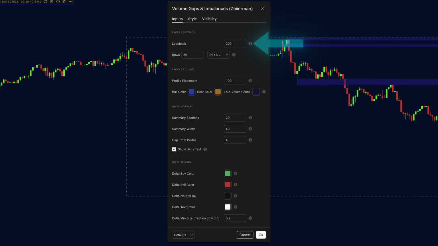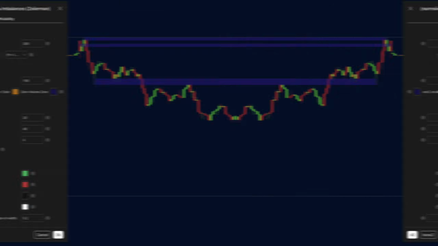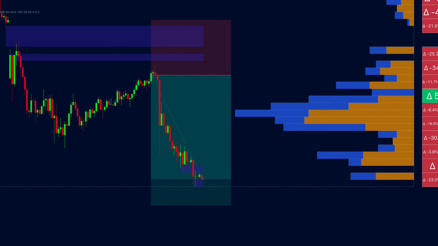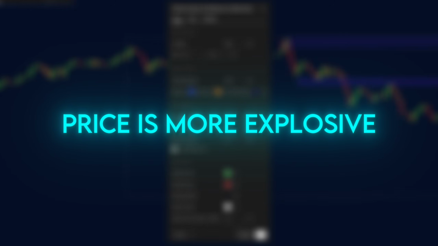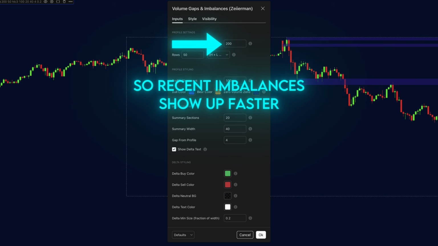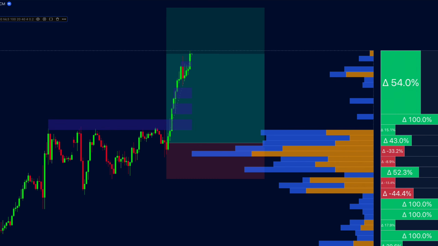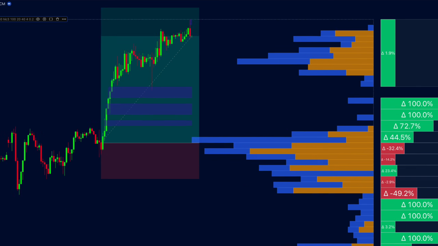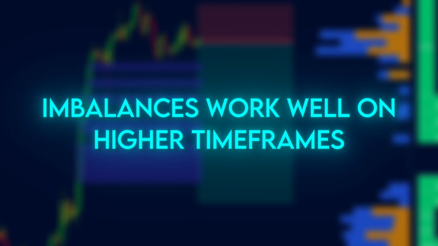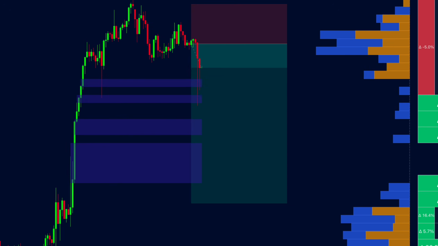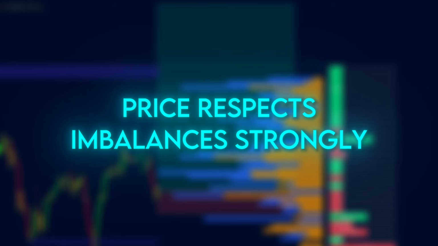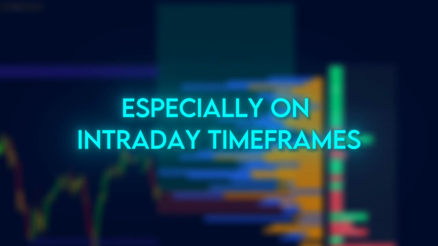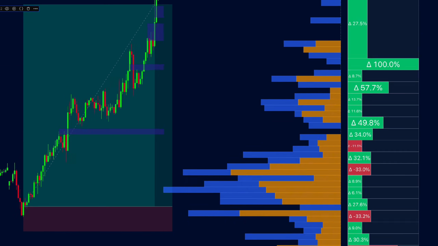Now let's talk about market-specific tuning. For Forex, use a moderate look back and keep the resolution such that the voids and imbalances are easy to read. Forex moves cleanly through imbalances, so price often revisits voids before trends resume. In crypto, price is more explosive. You might tighten the look back slightly, so recent imbalances show up faster. Also, watch how the delta panel shifts; big swings in buy/sell pressure matter more. For stocks, imbalances work well on higher time frames. Don't try to scalp every void, wait for confirmation, and use the delta panel as a filter. For gold, price respects imbalances strongly, especially on intraday timeframes. Keep your stops tight and be patient for void fills or rejections.